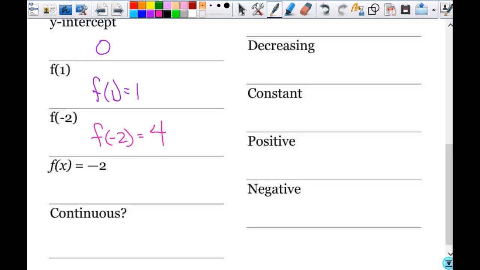There isn't one. Very good. Because you can always change f of x to what? Y. So when you go to y equals negative 2, does not exist, or undefined. One of the two. Very good.